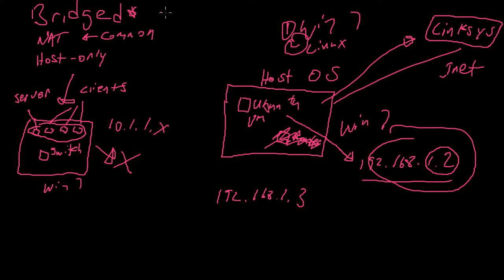So Bridged and NAT, outside world, host only, inside. Okay, that's basically one easy way to look at it. How Bridged and NAT accomplish it is, Bridged has a direct connection. It gets its own IP. NAT will piggyback on the IP given by your Linksys router, or whatever router you're connected to.